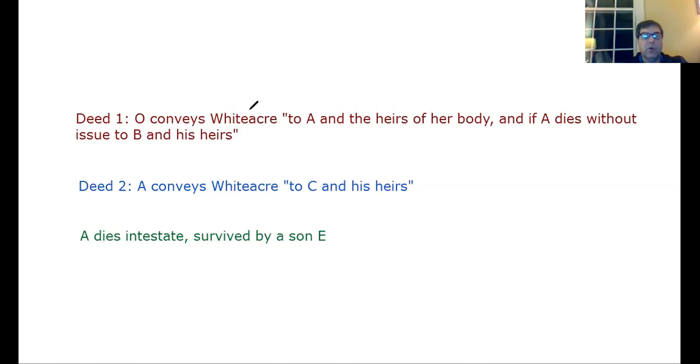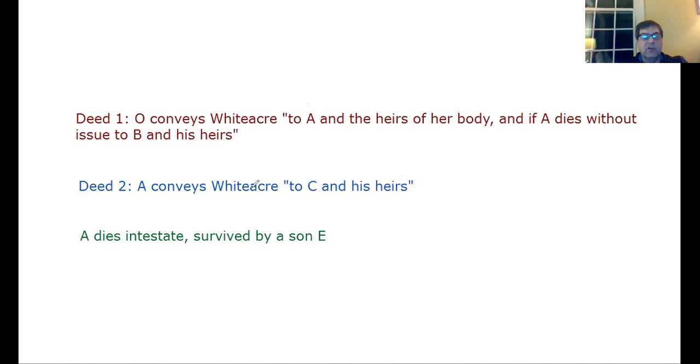in a category 1 jurisdiction, the deed says O conveys Whiteacre to A and the heirs of her body, and if A dies without issue, to B and his heirs. In those jurisdictions, you treat this grant to A as a grant of a fee simple absolute, and you ignore the language creating a future interest in B. B gets nothing. So A, under category 1 jurisdiction, has a fee simple absolute.